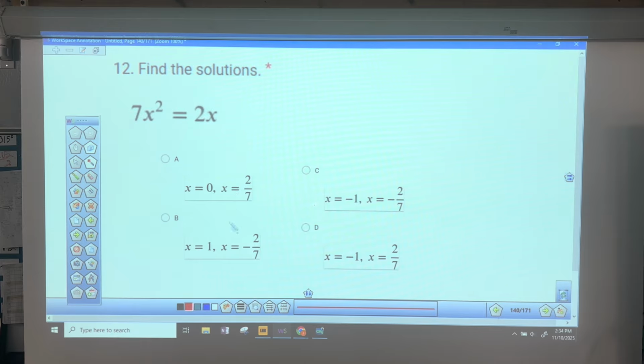Find the solutions. This one's a little hectic. What I would do first is get everything over on one side. So 7x squared minus 2x equals 0. I would drag out the GCF of x.